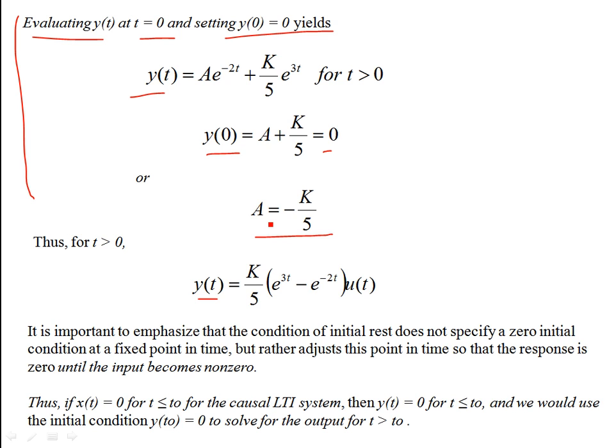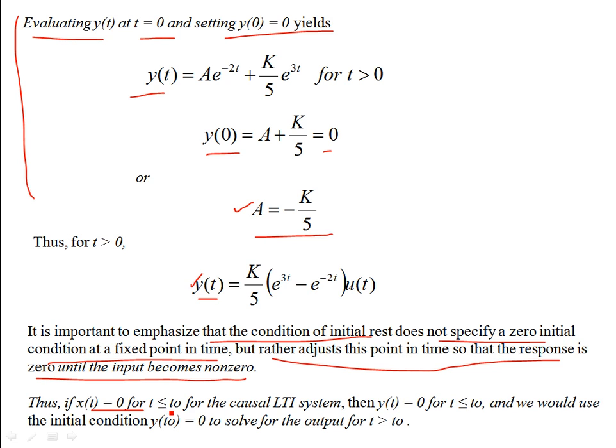But you must remember that if you change your initial condition, then this constant is going to change, and the solution is going to change. So different auxiliary conditions lead to different solutions. Again, it is important to emphasize that the condition of initial rest does not specify a zero initial condition at a fixed point in time, but rather adjusts this point in time so that the response is zero until the input becomes non-zero. Until there is an input, there is no output.